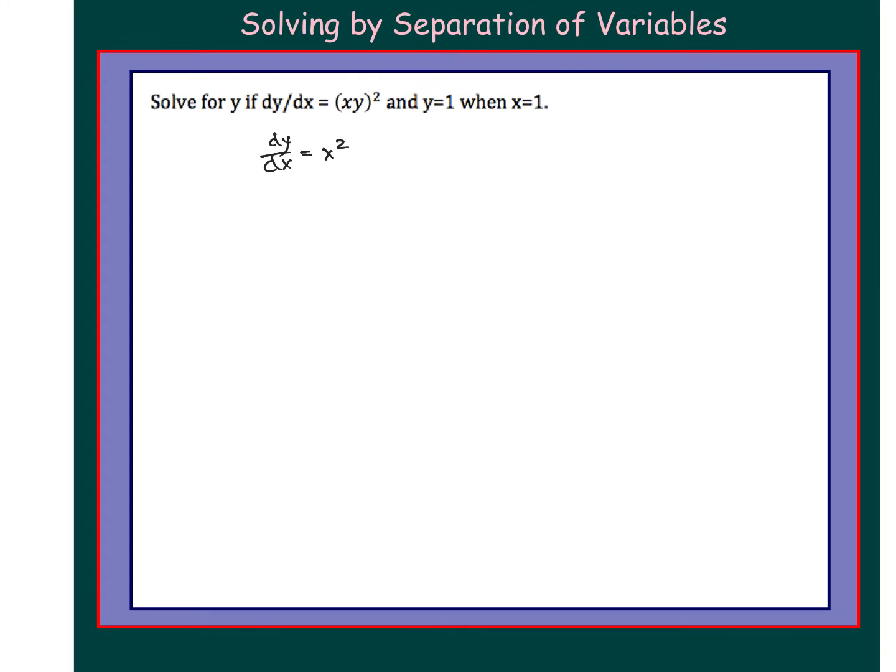So now I need to think of it as x squared, y squared. And I don't like this notation. I would make it an ordered pair. So I'm going to call it 1, 1. So how would I separate these variables?